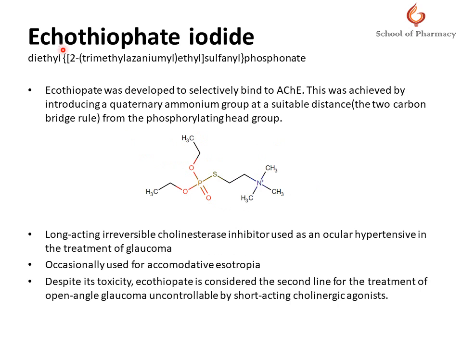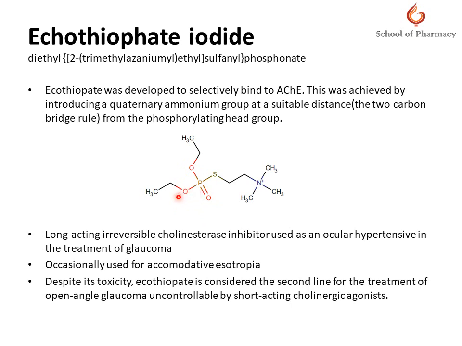The first compound among the organophosphate irreversible cholinesterase inhibitors is echothiopate, which comes on the market in the form of the iodide salt. This is the IUPAC name. Echothiopate was developed to selectively bind to the acetylcholinesterase enzyme, and this was achieved by introducing a quaternary ammonium group at a suitable distance. This is the quaternary ammonium group, at a suitable distance, a two-carbon bridge, from the phosphorylating head group. This is the phosphorylating head group, which is the part of the organophosphate moiety.